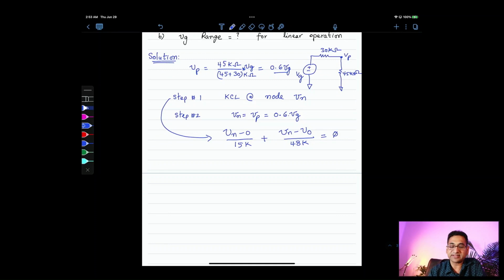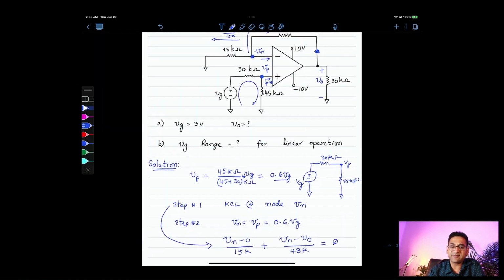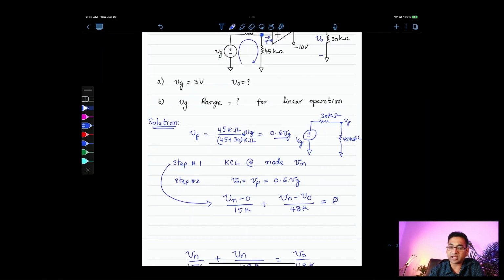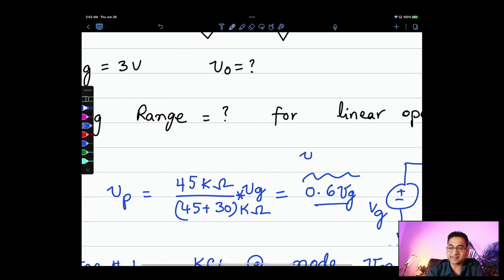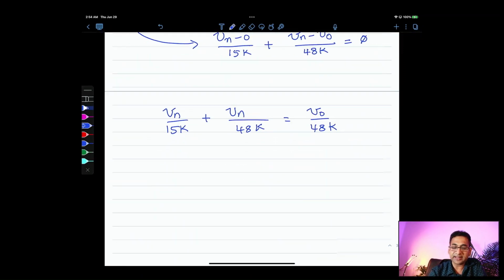Right? So now we can simplify this. Vn over 15k plus Vn over 48k equals Vo over 48k. Now we know Vn. The value of Vn is the same as Vp, which is 0.6 Vg. This is the expression for Vp, which is the same as Vn. So plug that in there.